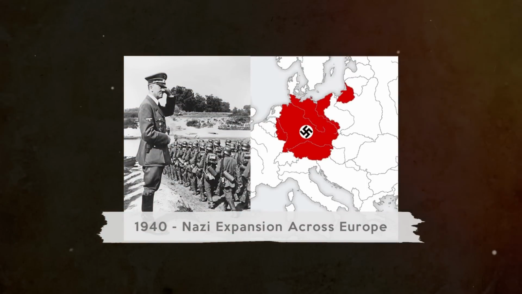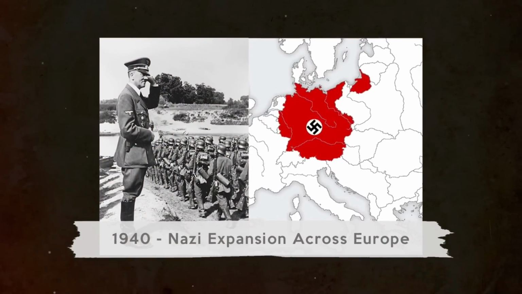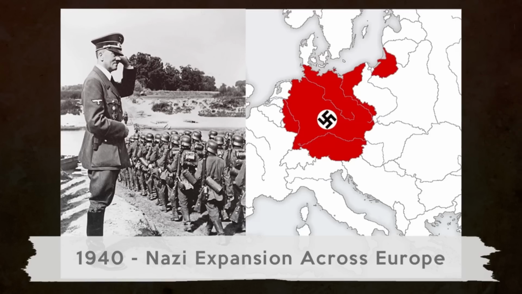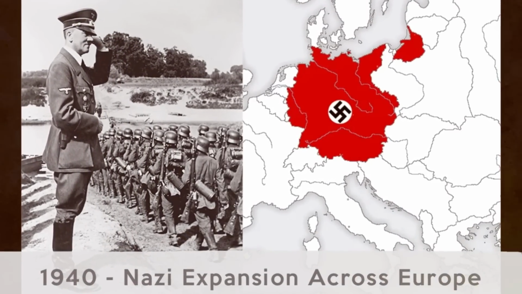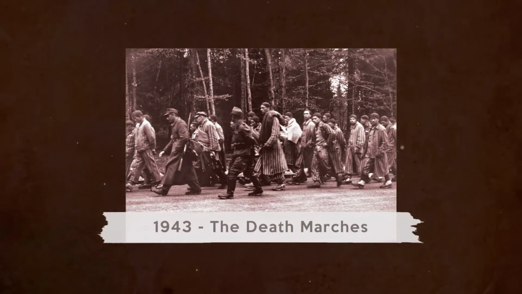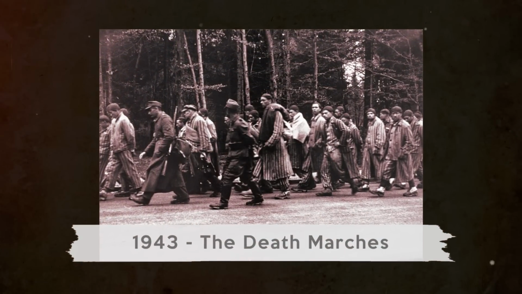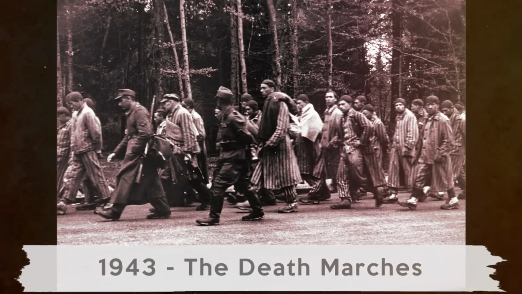1940, Nazi expansion across Europe. In 1940, the Nazis had expanded their control over much of Europe, including France, Belgium, and the Netherlands, beginning their brutal occupation. 1943, the death marches. As the Allies advanced, Nazis forced prisoners to march to different camps, causing the deaths of thousands from exhaustion and brutality.